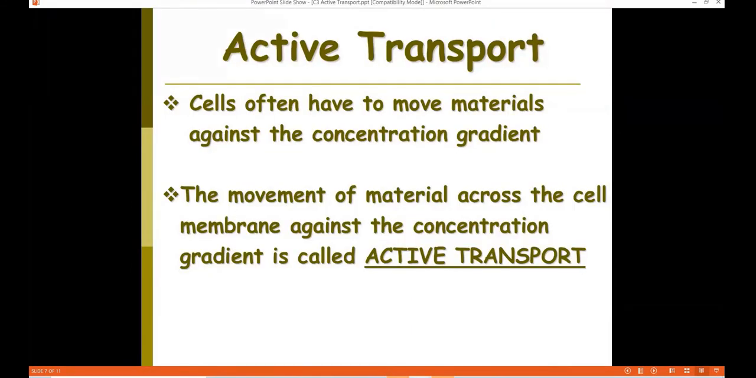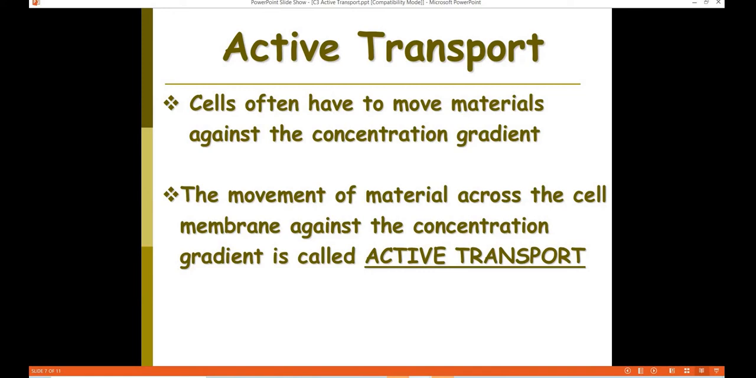Okay, ladies. So what is active transport actually? The cells often have to move materials against the concentration gradient, against it. So the movement of material across the cell membrane against the concentration gradient is called active transport. So this is how you define it. We are not going down the concentration gradient here, we are going against it. The movement of materials or molecules across the cell membrane, and again the cell membrane is involved over here, against the concentration gradient is called active transport.